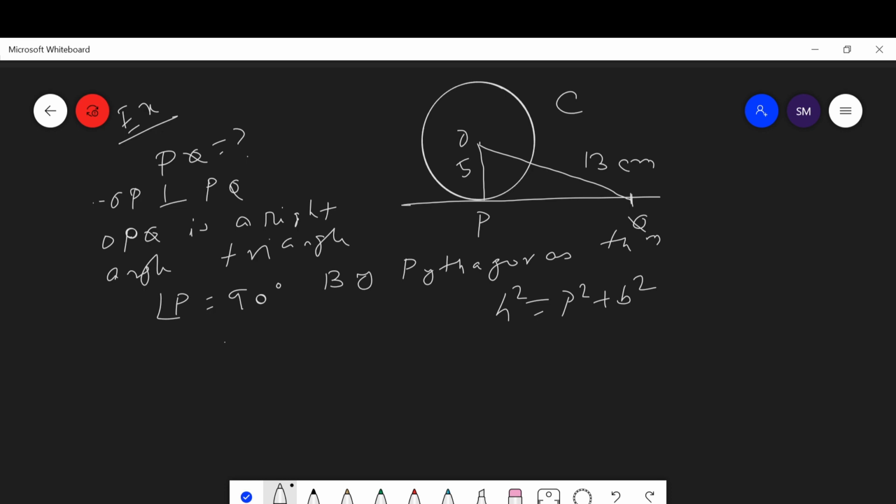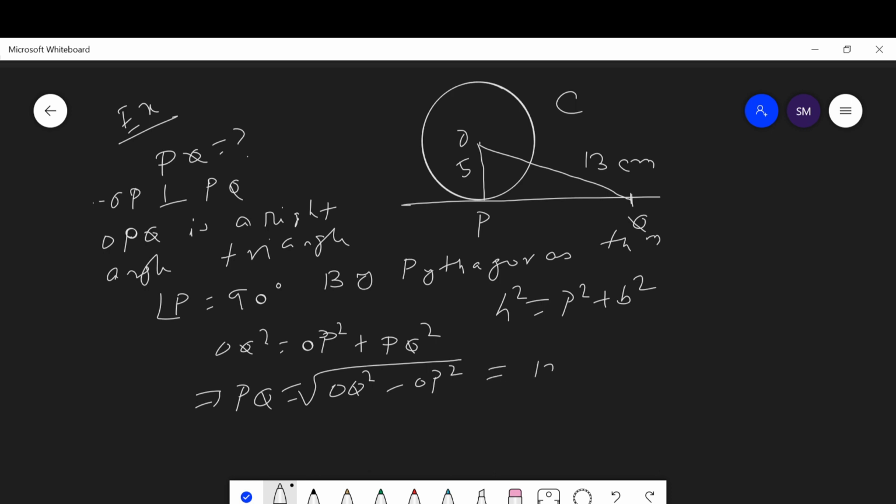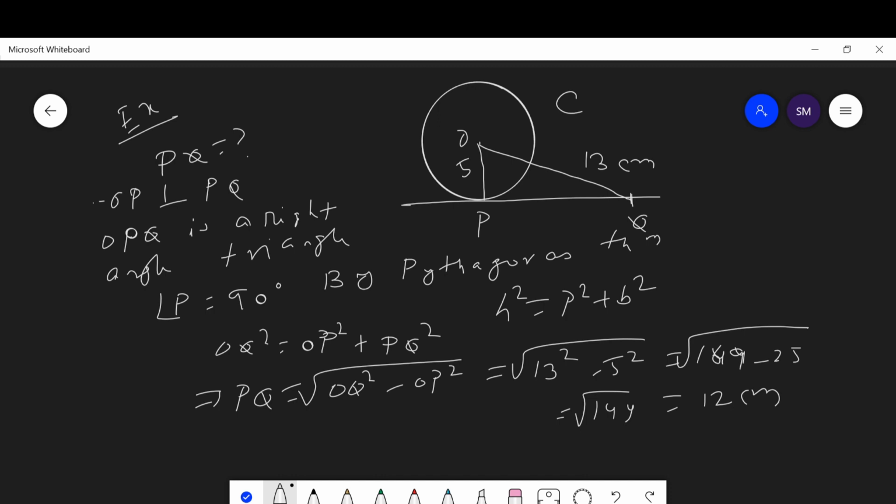This means OQ square is equal to OP square plus PQ square, which implies that PQ is equal to the square root of OQ square minus OP square, which is equal to the square root of 13 square minus 5 square, the square root of 169 minus 25, which is the square root of 144, which is equal to 12 centimeter. Here the length of PQ is 12 centimeter.